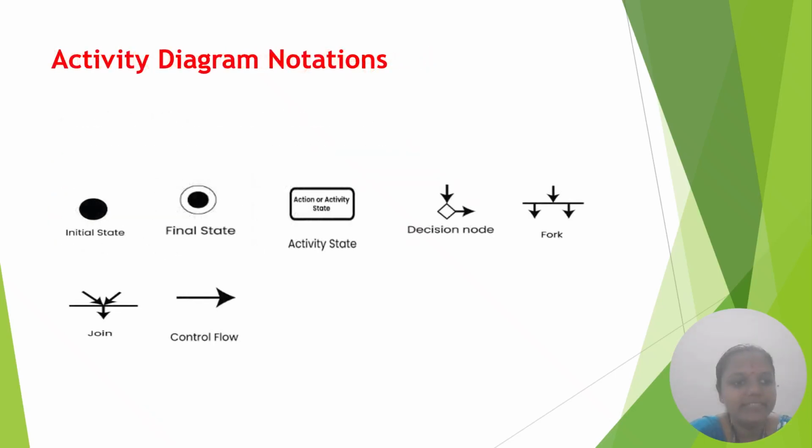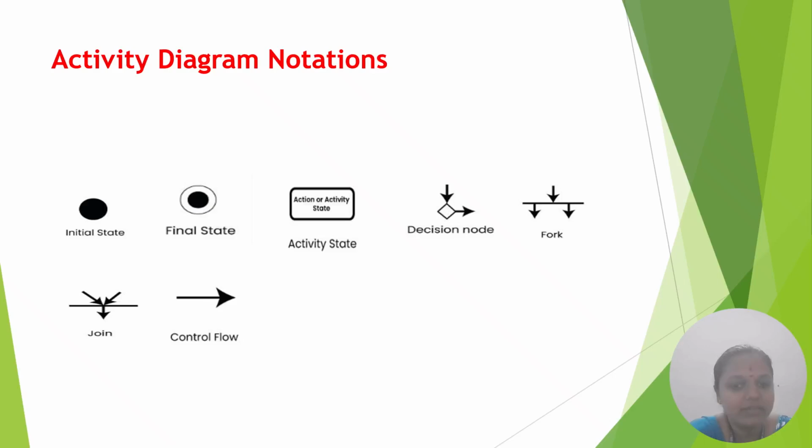Next is activity diagram notation. The first one is initial state. Initial state is also known as start state. It is the first and most important element in an activity diagram. It represents the starting point of a process. Every activity diagram begins with one initial node, which marks where the flow of actions or operations starts. It helps the reader understand from which steps the user activity begins.